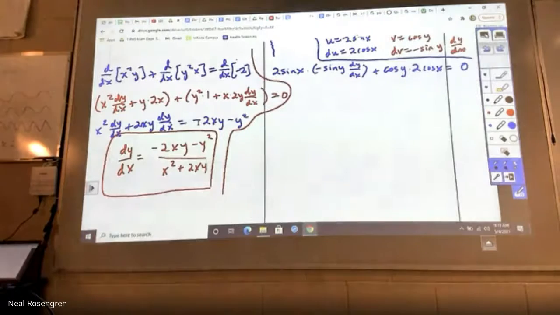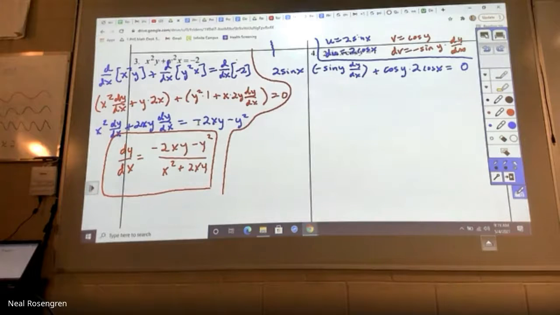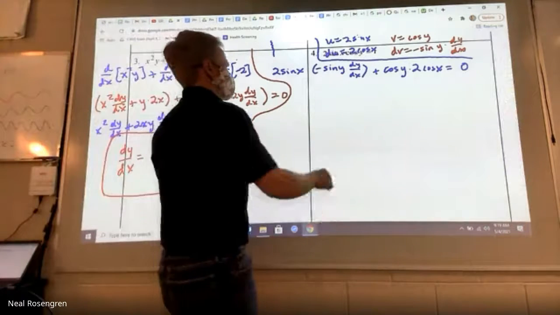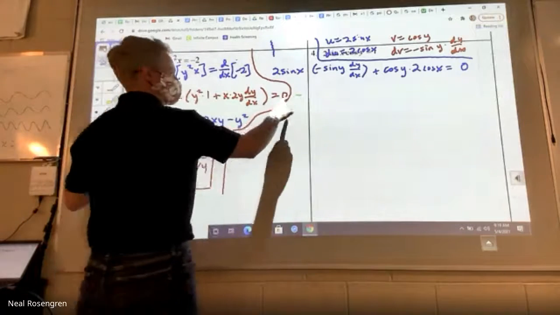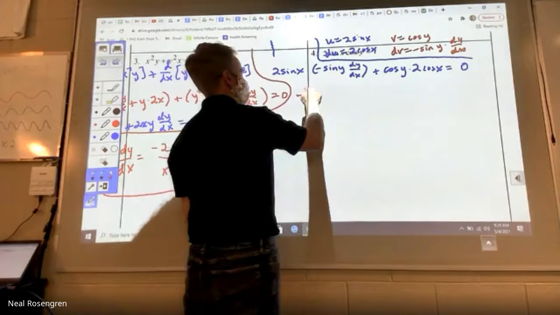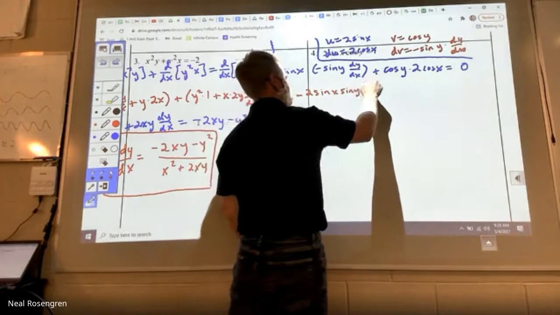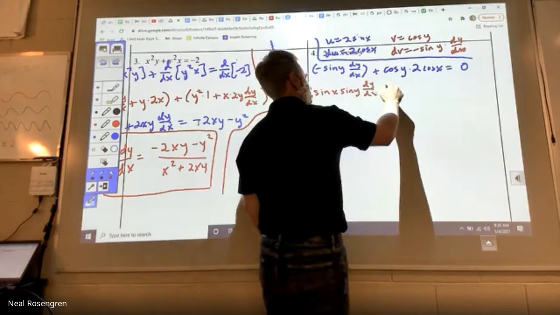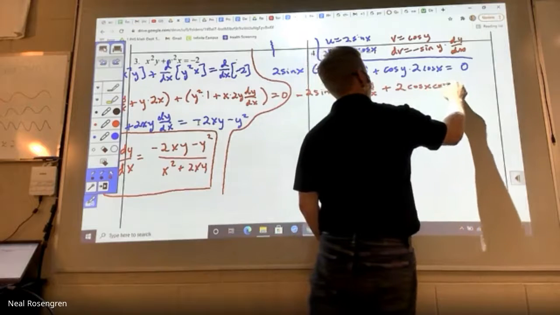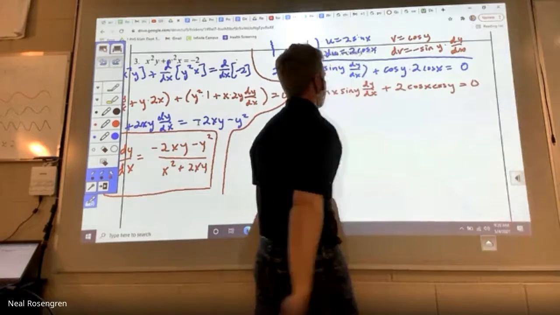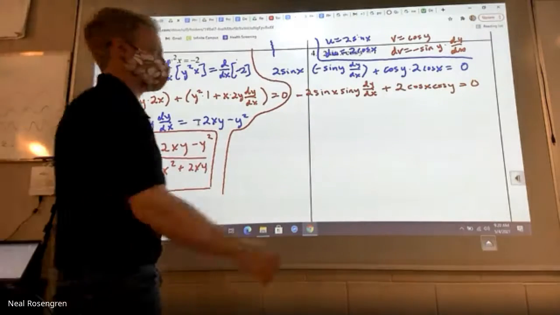Blow this up a little bit more. Let's clean it up first. Let's see, negative. Not that I really need to, but just so I know what I'm looking at. Negative 2 sine x sine y dy dx plus 2 cos x cos y equals 0. Nice. So that's the cleaned up version of the same thing. Hey, only 1 dy dx. That makes life easy.